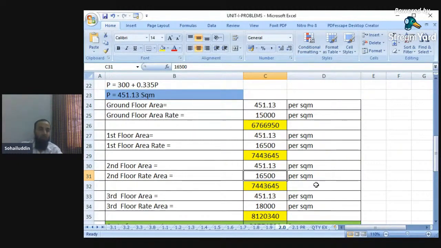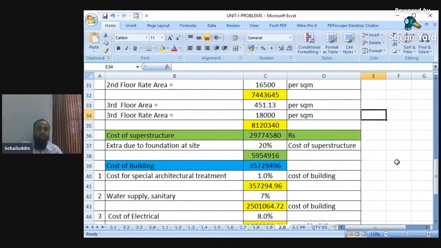For the third floor, the plinth area is again the same 451.13, but its cost is 18,000. So again it is multiplied by 18,000 times 451.13. It comes to 8,120,340.